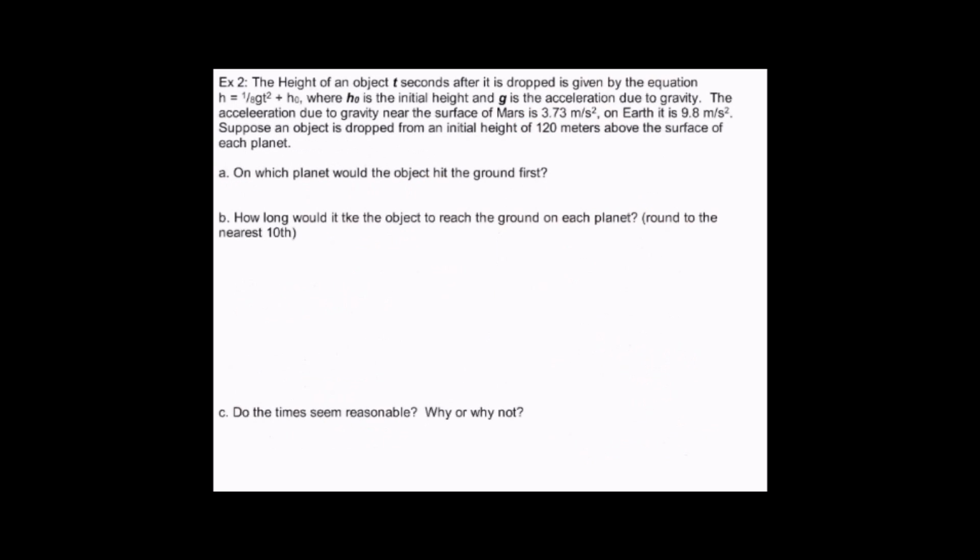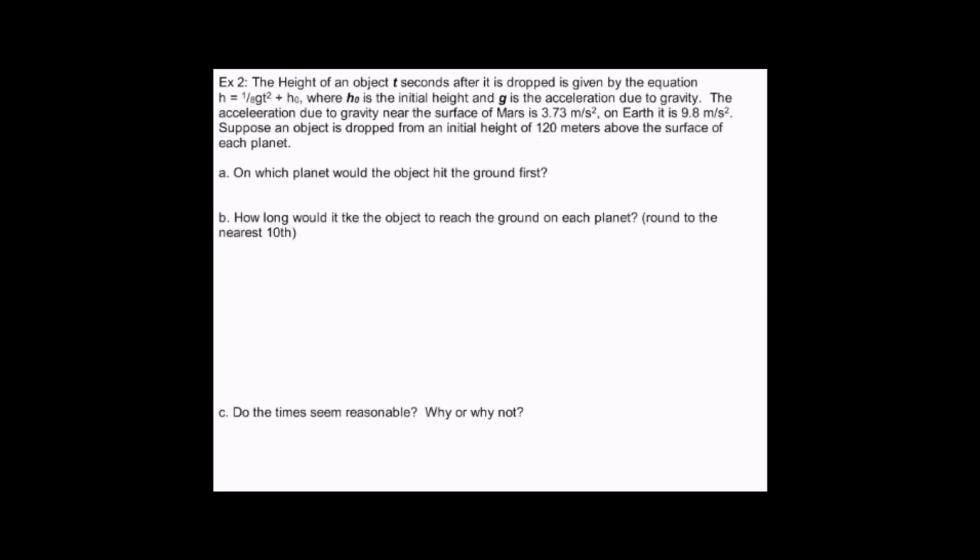Okay. Another example uses physics. We have the height of an object t seconds after it is dropped is given by this equation, where H0 is the initial height, g is the acceleration due to gravity. The acceleration due to gravity on Mars is 3.73 meters per second, and on Earth it is 9.8 meters per second. We're going to drop an object from an initial height of 120 meters above the surface of each planet. Okay, which planet would the object hit the ground first?